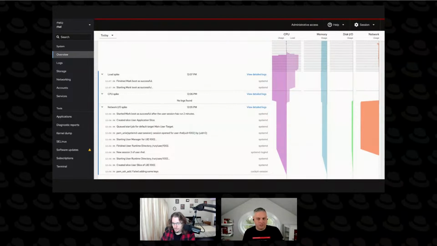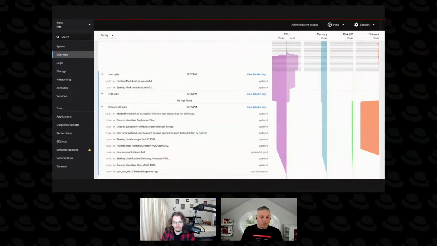When it found those interesting things, it aggregated a bunch of information from different logs into this small list, giving you a snapshot of what was happening on the system when it detected this state. And then, as Eric mentioned, you can go to view detailed logs, which takes you to the log viewer included in Web Console, where you can go into a lot more depth and see everything, not just the curated messages that Web Console has picked out for you.